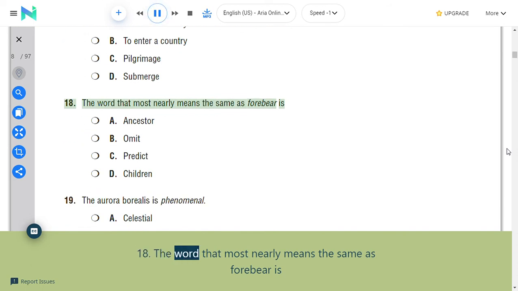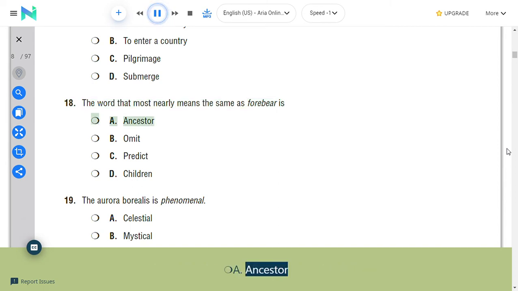18. The word that most nearly means the same as forebear is. A. Ancestor. B. Omit. C. Predict. D. Children.